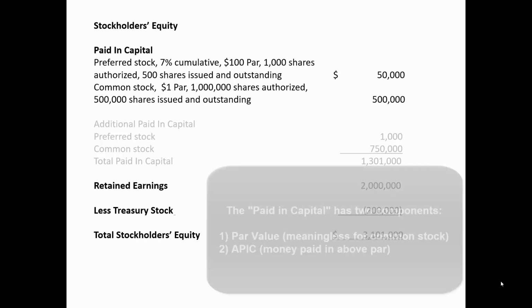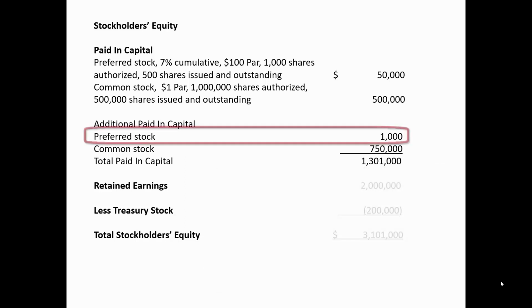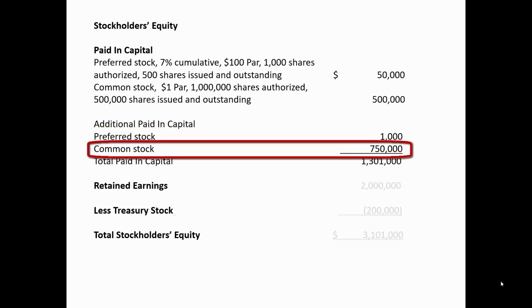So the paid in capital is going to have two sections within it. The par value, which is meaningless as far as common stock goes, but meaningful as far as preferred stock goes. And so whenever we sell shares, the par value will go into that account. If stockholders paid more than the par value, those extra dollars will go into additional paid in capital, sometimes called paid in capital in excess of par. And as you can see, they paid a little bit more for the preferred stock and a little bit more than par for the common stock.